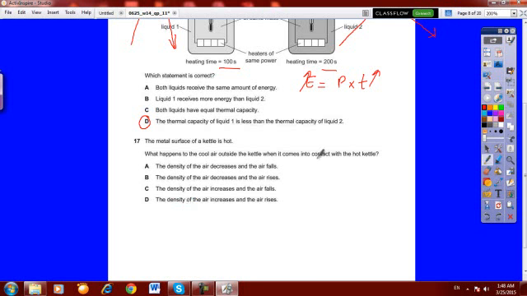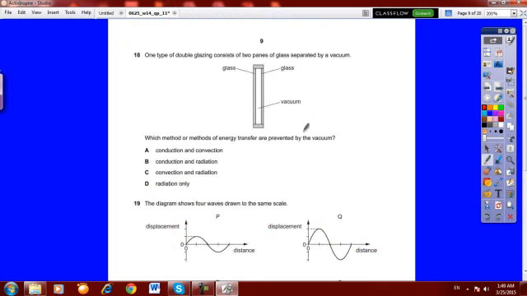The cool air outside the kettle comes into contact with the hot kettle, so of course the temperature will increase. And of course we know that warm air has less density than cool air. So when the density gets lower, the gas will rise. Air rises. So density decreases and the air rises, which is part B.